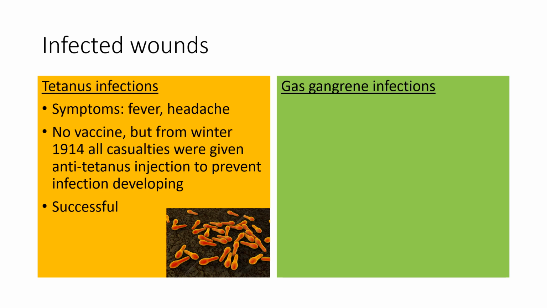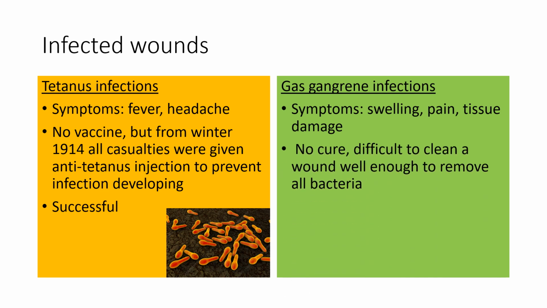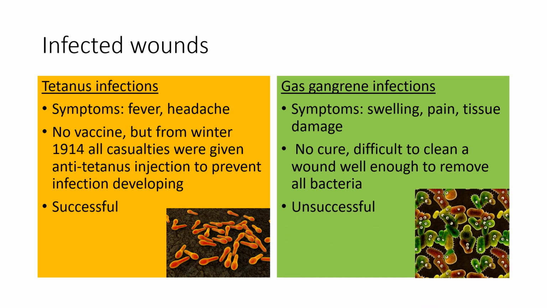Another infection was gas gangrene, and this caused swelling in the place where it had happened, lots of pain, and the tissue around where the wound was continued to be damaged by this infection. There wasn't a cure for this, and it was really hard to clean a wound well enough to get all of this bacteria out of it. So this was not successful. There was no cure. Even by the end of the war, gas gangrene was still a really big problem for soldiers who were wounded.